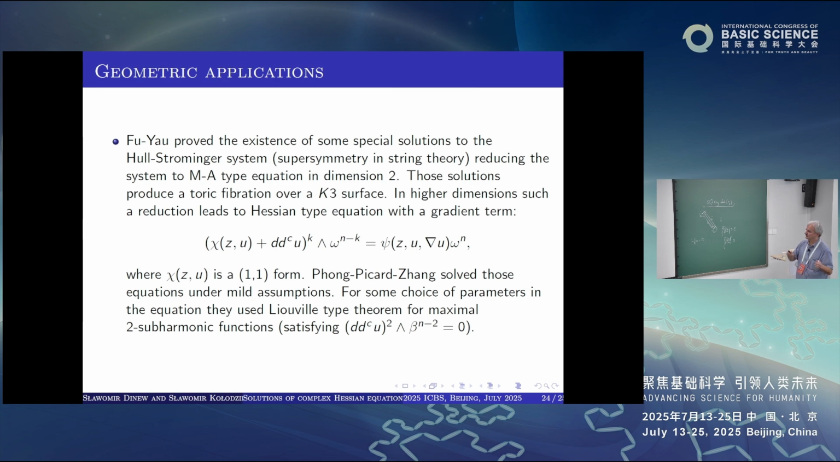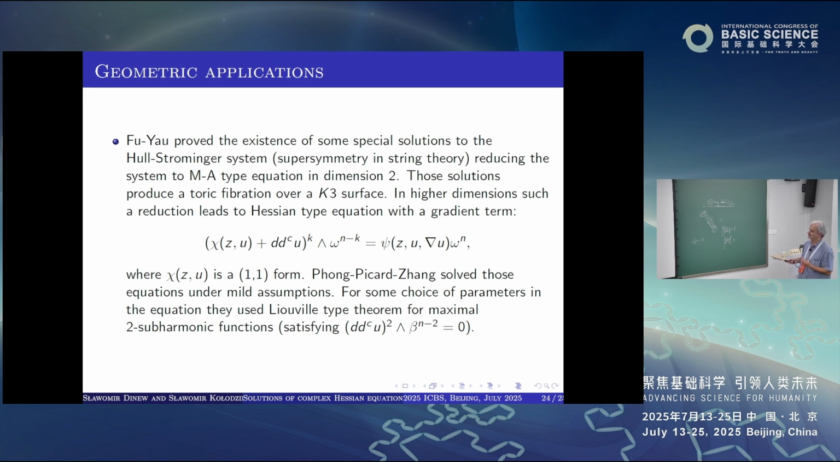Some time ago, before our result, Fu and Yau considered also some so-called Monge-Ampère type equations, but only in dimension 2, because with some ansatz you could reduce the Hull-Strominger system to this Monge-Ampère type equation. Here you see what this gives you. If you solve this system, then the solutions give a toric fibration over a K3 surface.